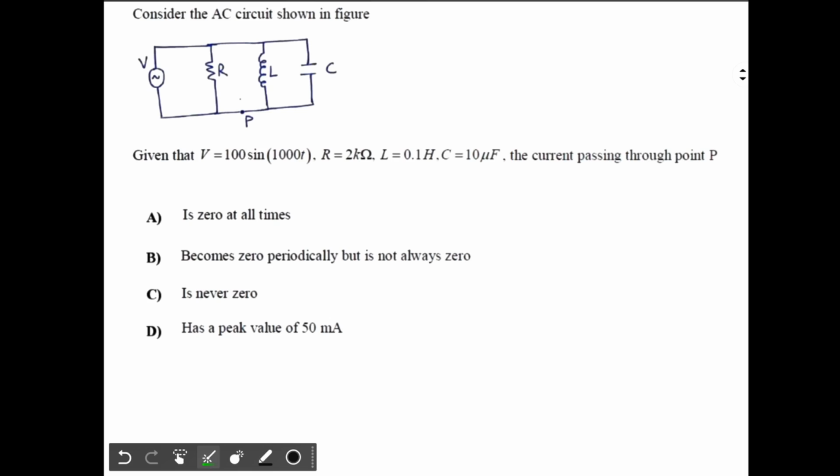Okay, now here's a very simple question based on the parallel AC circuits. Here you can see we have a resistor, an inductor, and a capacitor all connected in parallel to the voltmeter. Since each branch has just one element, this is one of the easiest parallel circuit questions. So how do we solve this question?